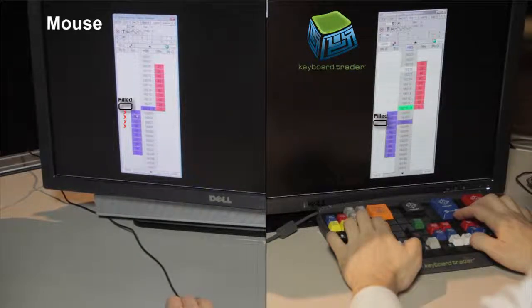The difference is that the Keyboard Trader user is able to watch market data, make his decision about where he wants to place his order, and execute it all in real time, almost essentially at the same moment. Meanwhile, the mouse trader is so focused on the mouse pointer that he stumbles and delays. He has a hard time keeping up.